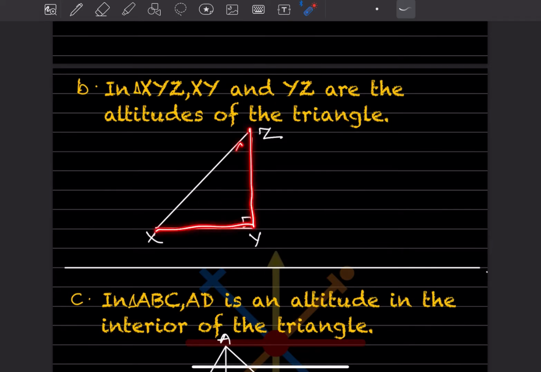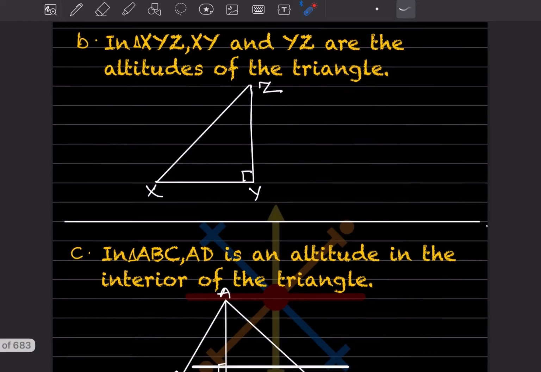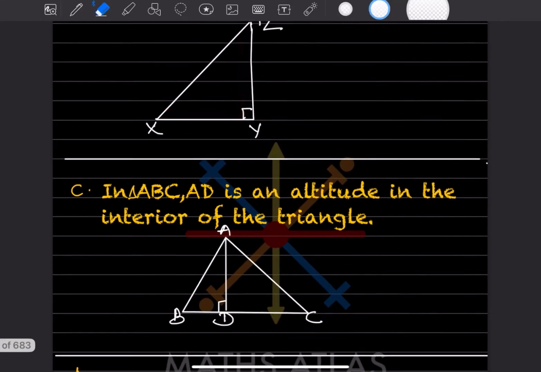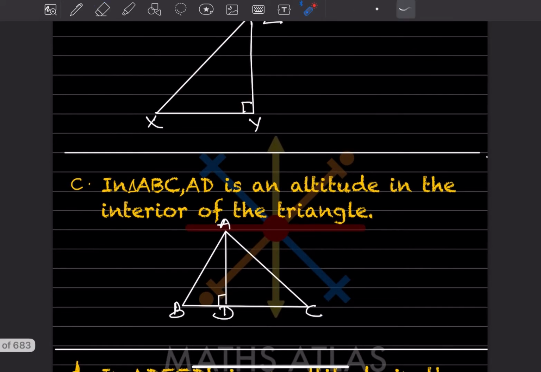This is because this is 90 degrees. So they said XY and YZ are the altitudes of it. This is the triangle given, XYZ. So here we can write X and Y, and this is YZ, Y and Z. So they are the altitudes of the triangle. This is the altitude of this. These are the altitudes.